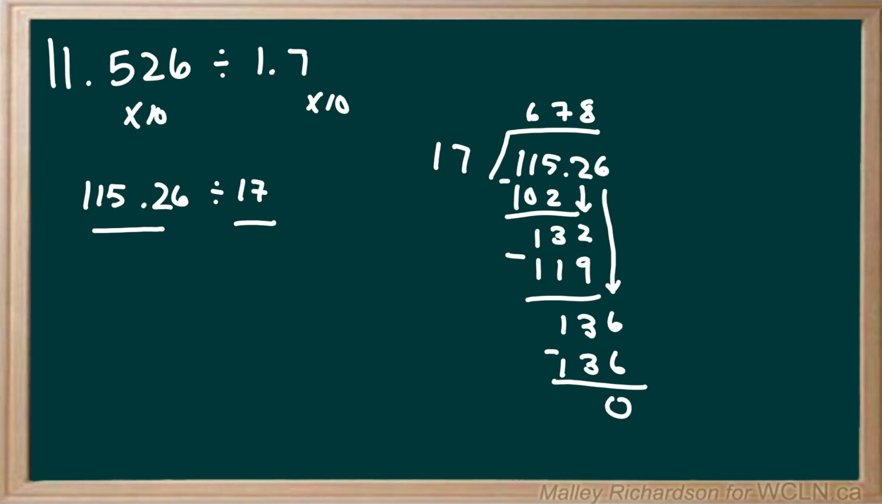So now we have to deal with our decimal. To deal with a decimal, we look at our dividend, which is 115.26, and we see how many digits are after the decimal. In this case, we have 2 and 6 after, so that's two numbers. So therefore, in our final answer, we are going to have two numbers after the decimal. So our final answer is 6.78.